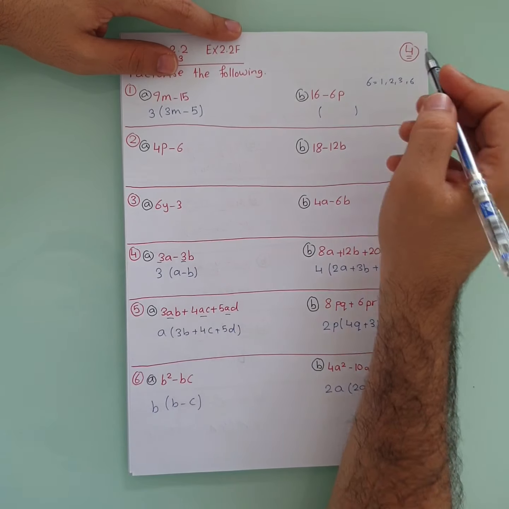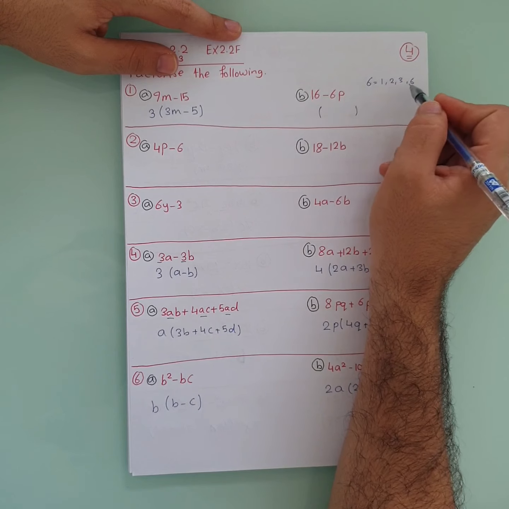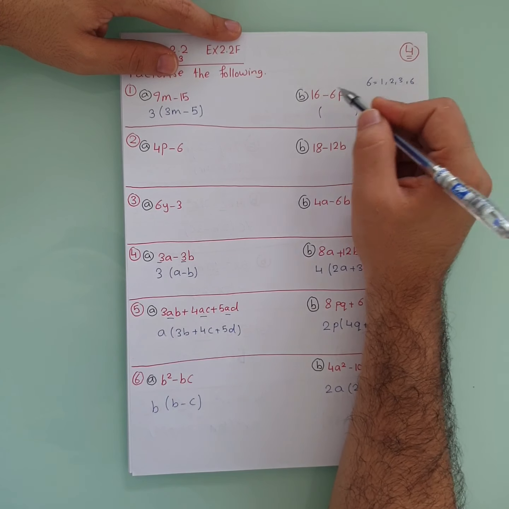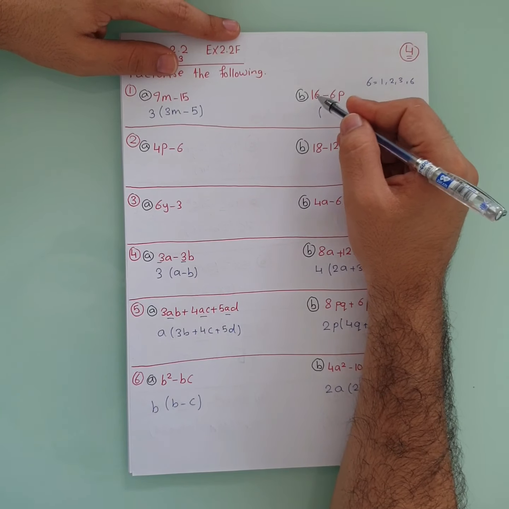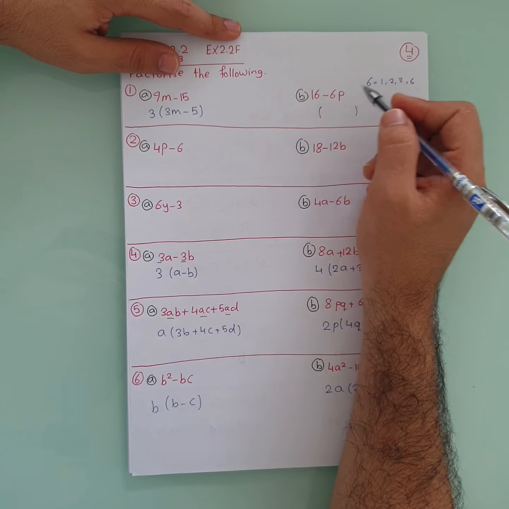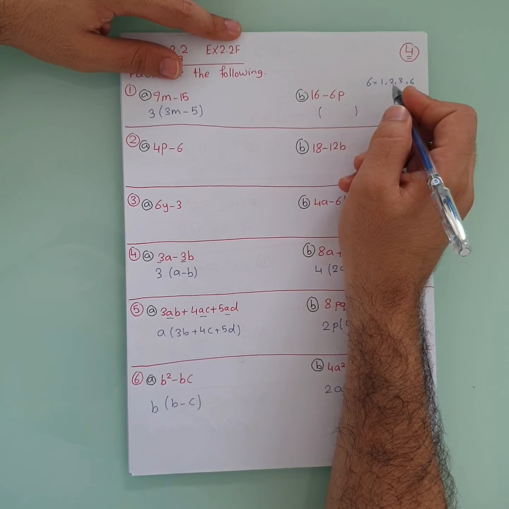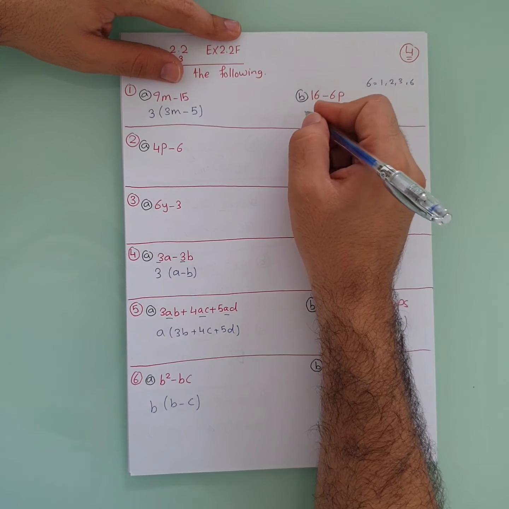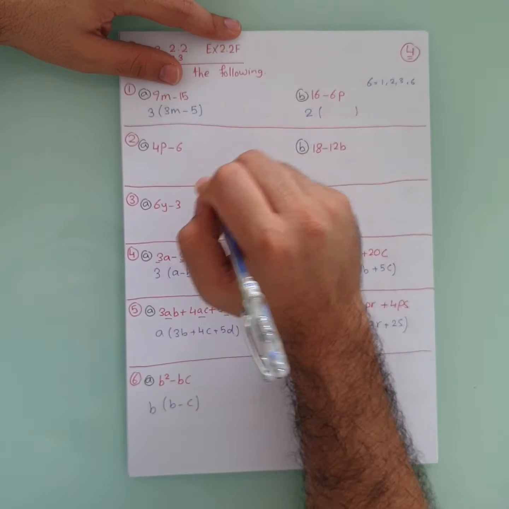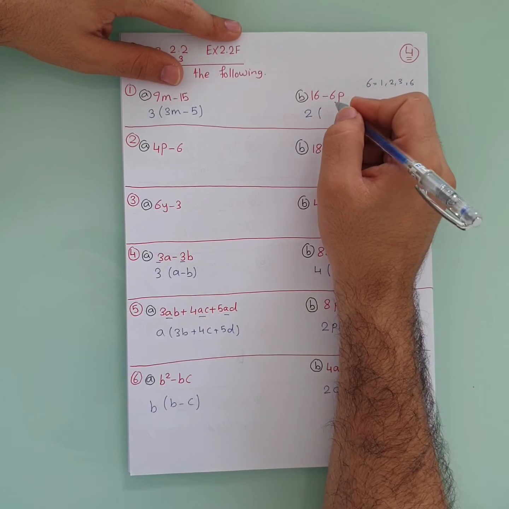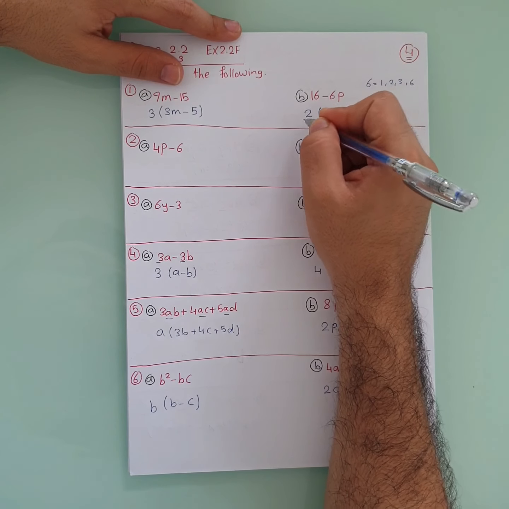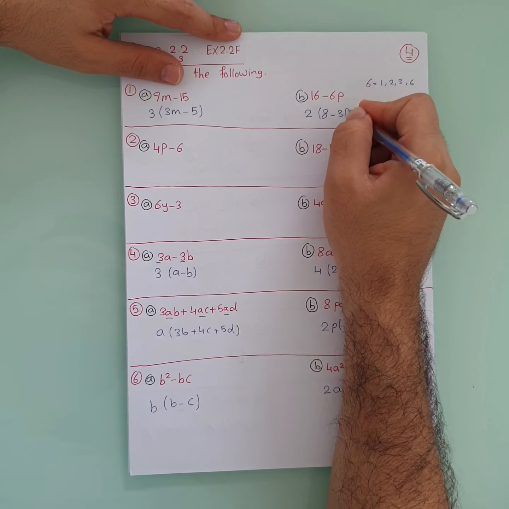Your common factor should be among those numbers. One of them you need to pick, and if you divide 16 by it, it should give you an integer, a whole number without fractions. You'll find that only 2 is available here. So you're going to write 2 as your common factor. 16 divided by 2 is 8, minus 6 divided by 2, which is 3b.